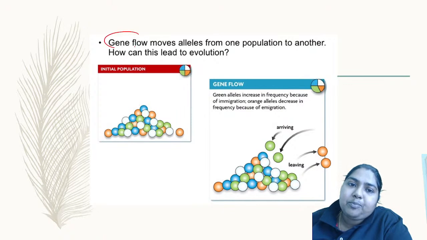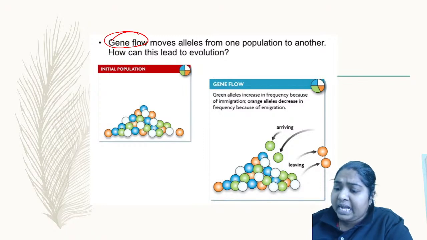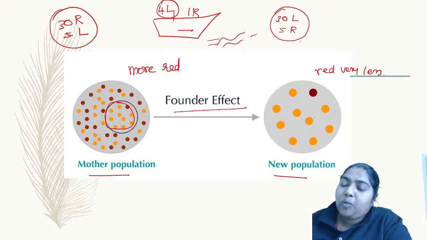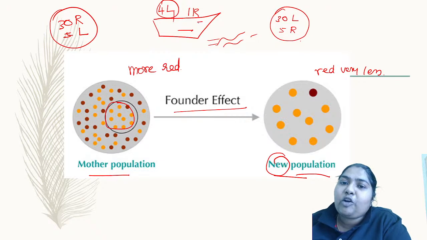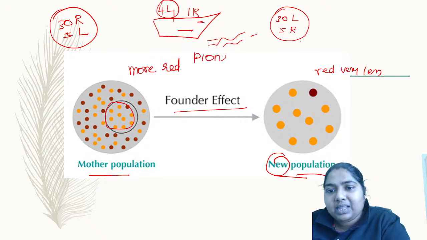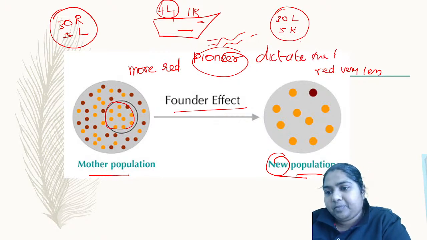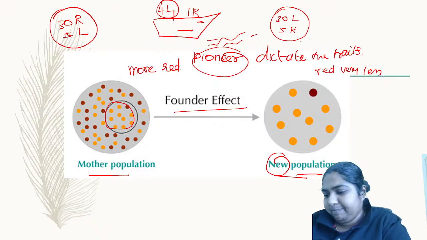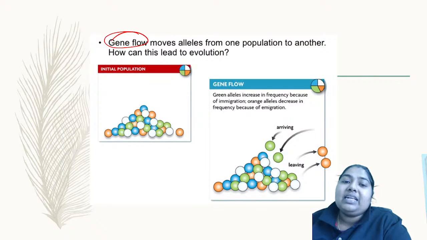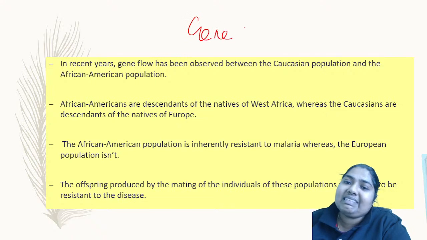Okay, the next important one is the gene flow. The founder population is going to create a new population, based on a few pioneers. Who are the pioneers? They are the only ones who are going to dictate the new traits. They will repopulate. Got it, Kunal? So gene flow means a few things are coming in, a few things are going out. That is what is called gene flow.